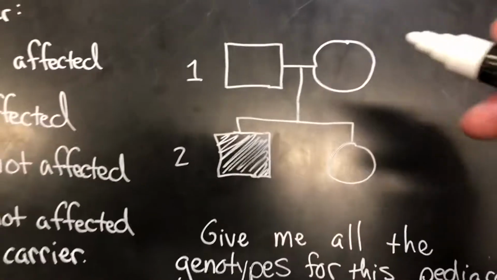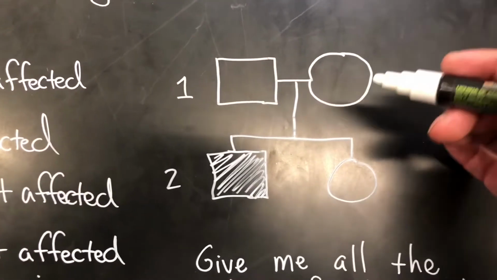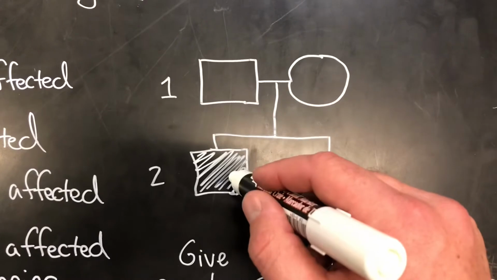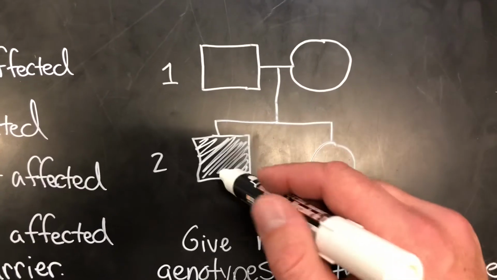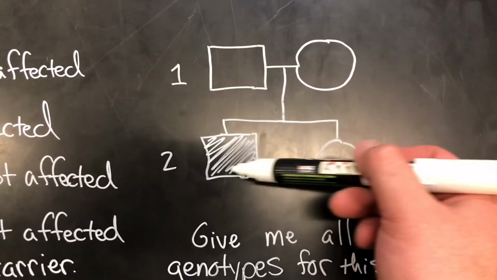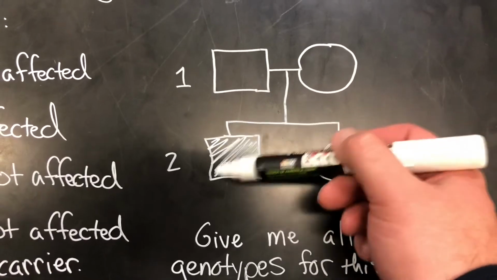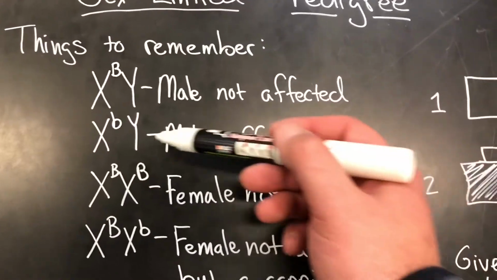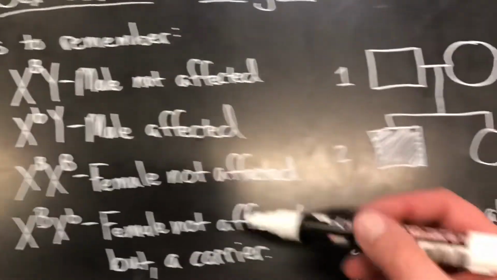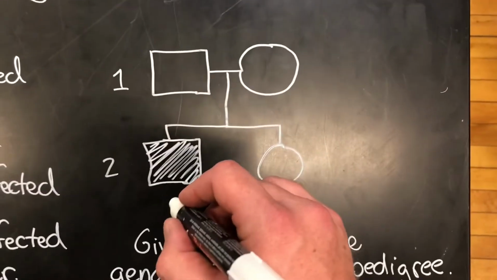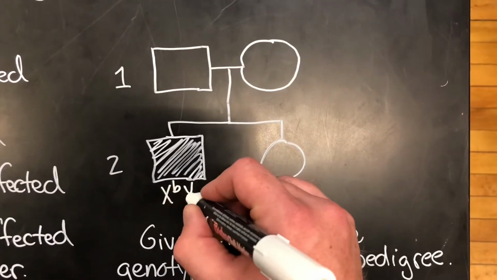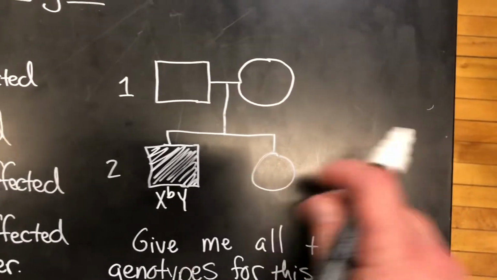Now, we see here this pedigree where you can fill out the things that we know. We know for a fact that this is a male that is affected with color blindness. We know he's a male because he's a box. We know he's affected because he's shaded in. And we know for a male, if he is affected, he's going to have just one lowercase b. So we know for a fact that the genotype for this guy here is going to be X lowercase b Y. All right? We know that for a fact.